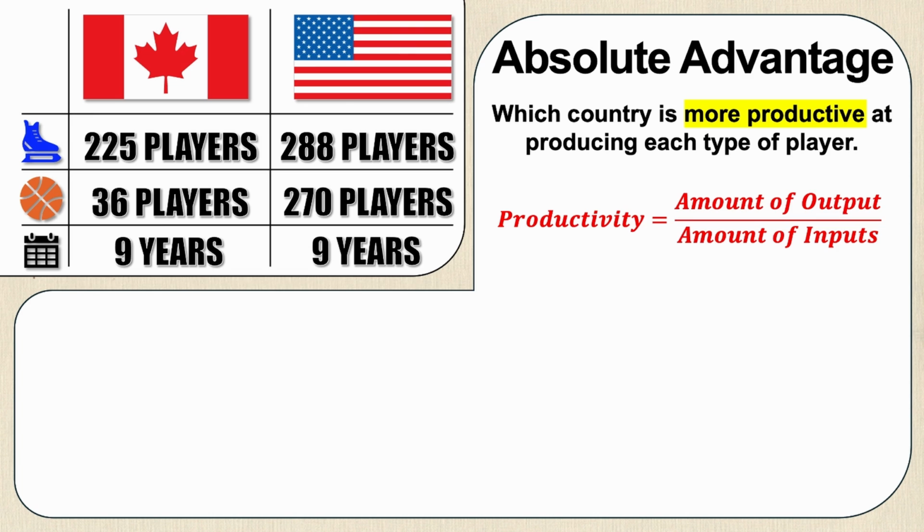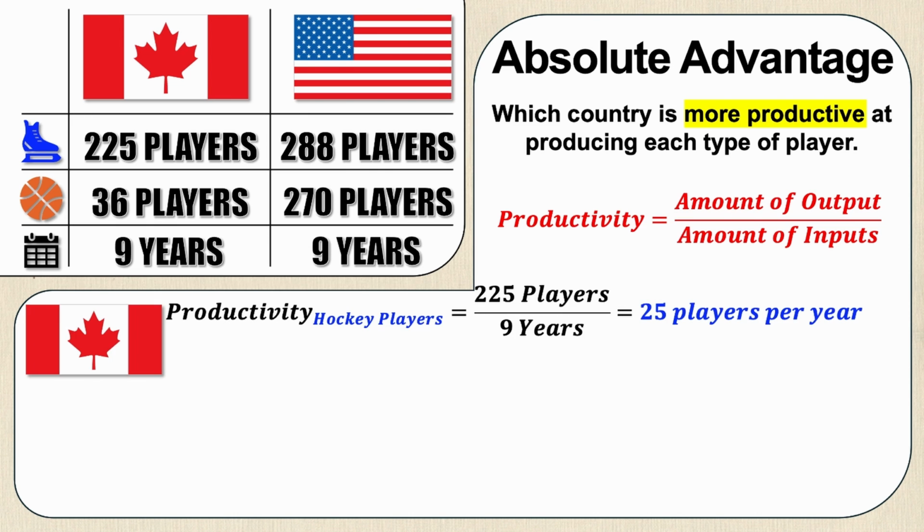This is because someone who's more productive is going to be able to create more output with fewer inputs. And so the denominator will be lower and the numerator will be larger. Let's take a look at the productivity of Canada first. So the productivity of Canada in the production of hockey players is 225 players, that's the amount of output, divided by 9 years, that's the input. And this, of course, if you do the division, is 25 players per year.